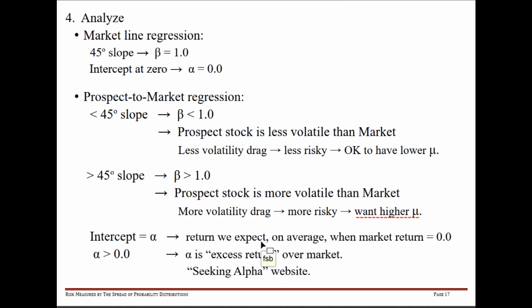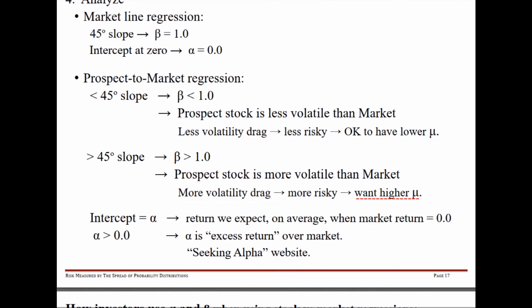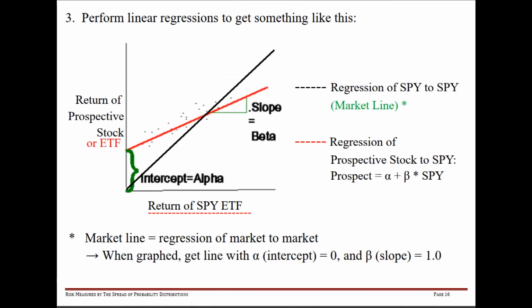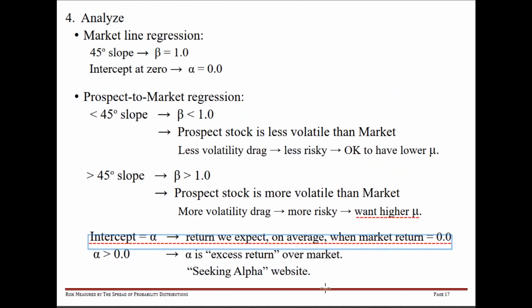Okay, and now let's think about our intercept, which is equal to alpha. The way to interpret the intercept, this is actually very important too, is that it's the return that we expect on average when the market return is 0. And you can see that right here. The market is returning 0 and we're getting alpha. So when alpha is greater than 0, alpha is the excess return over the market.